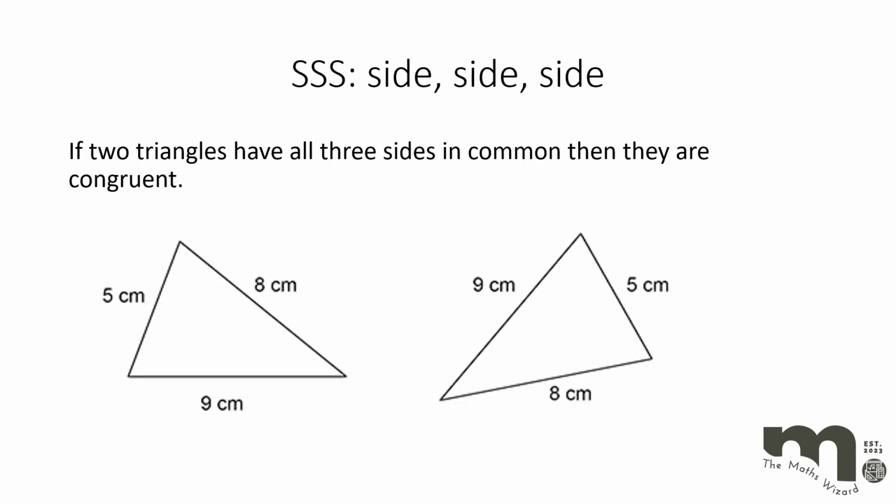is this. So we've got SSS, side, side, side. So if two triangles have all three sides in common, so if all three sides are the same length, so on this one we've got 5, 8 and 9 on both of them. So because of that, it will definitely be congruent. It's obviously almost a reflection of the other triangle. So there's your first rule. If all sides are the same length, they would definitely be congruent.